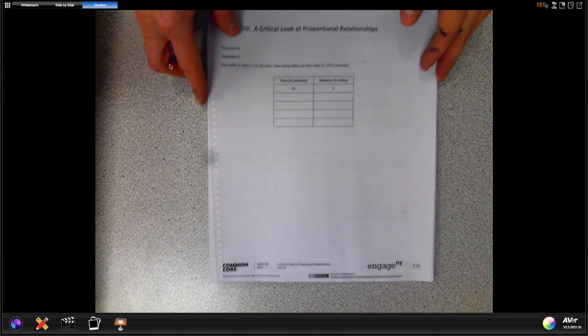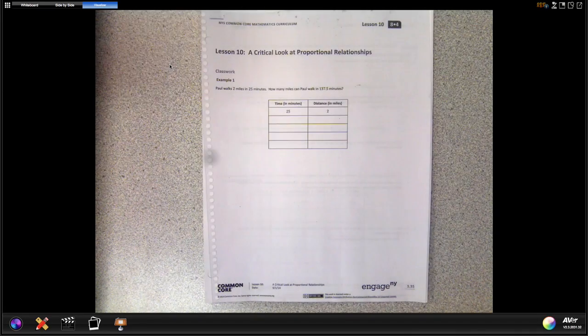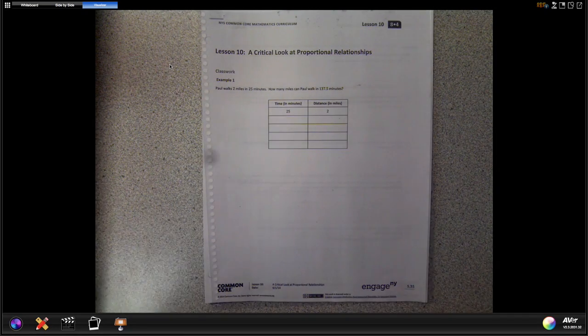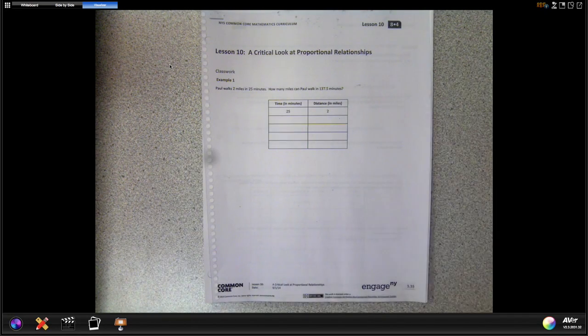Okay, hello and welcome to Lesson 10 of Module 4 for 8th grade math, a critical look at proportional relationships. We're going to start today on page 35 and go through some examples so that you can have an idea of how to start this lesson.